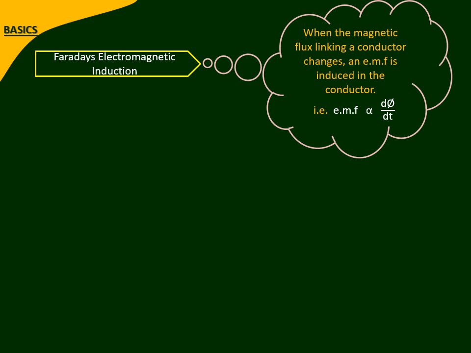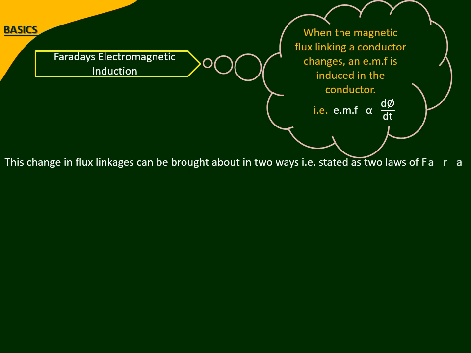But here the EMF can be induced in two ways. That is, when a conductor moves within the magnetic field, then due to the rate of change of flux linkage, an EMF is induced in the conductor. Or when the current flowing in a conductor is alternating in nature, the flux produced is also alternating in nature, hence an EMF is induced in the conductor.